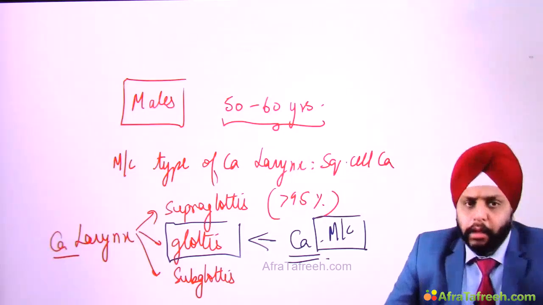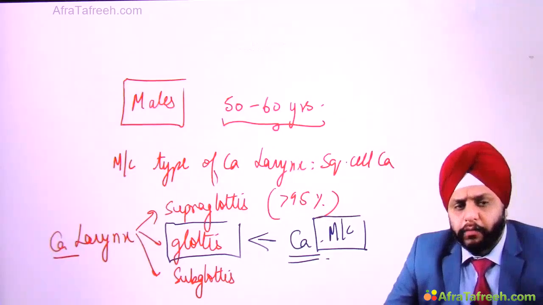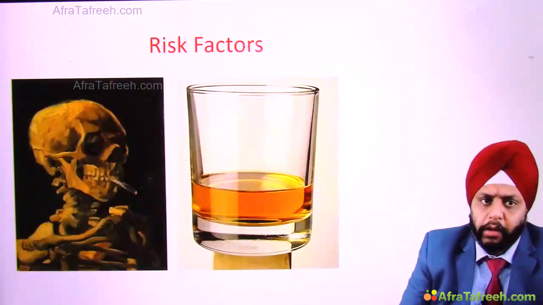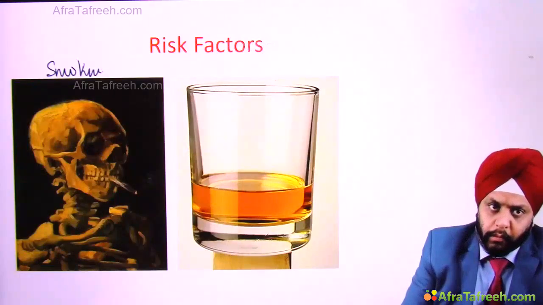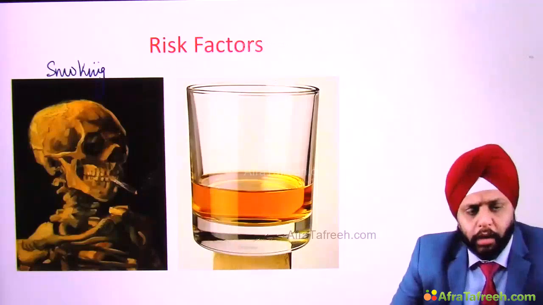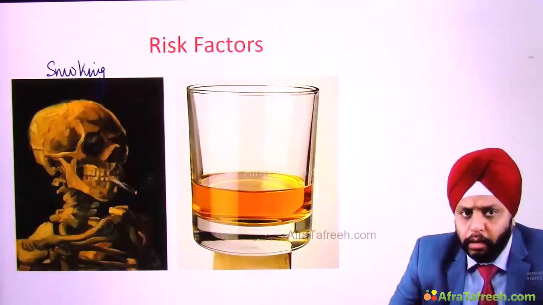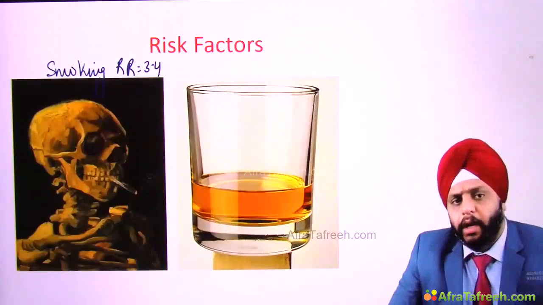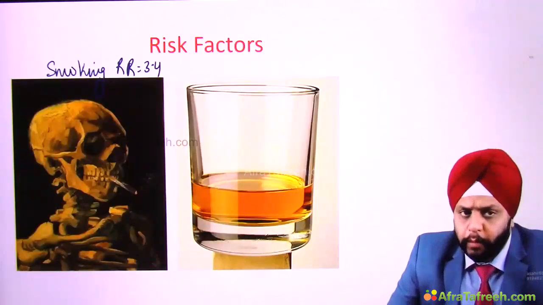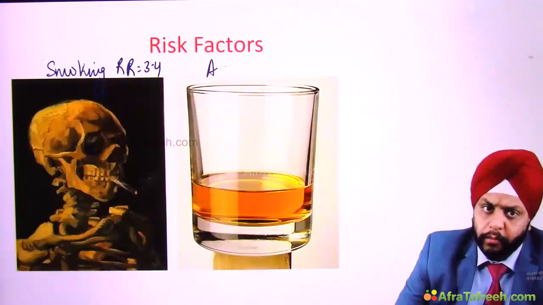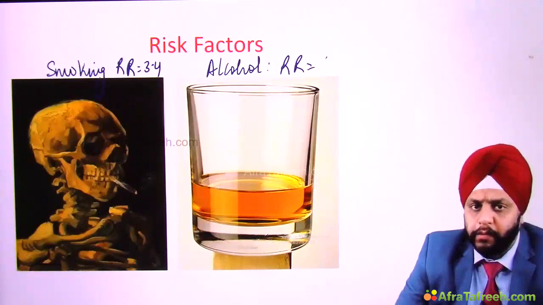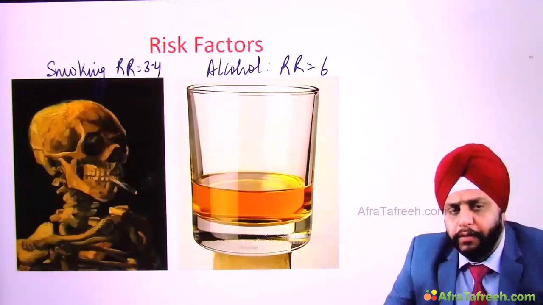Right? Now, let us first discuss the risk factors for developing CA larynx. The number one risk factor is smoking. We all know that smoking causes carcinoma, also carcinoma larynx, other than lung carcinoma. Now, for CA larynx with smoking, the relative risk is 3.4. That means a smoker has 3.4 times higher chances of having CA larynx as compared to the normal population. Then alcohol. With alcohol, the relative risk is 6. That means 6 times higher chances of having CA larynx.